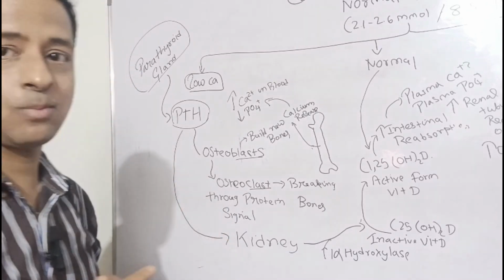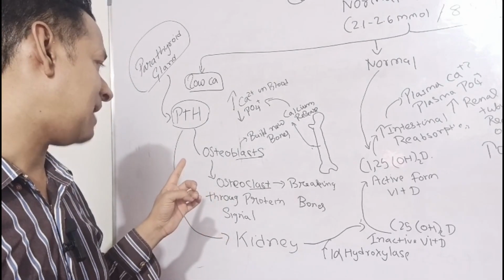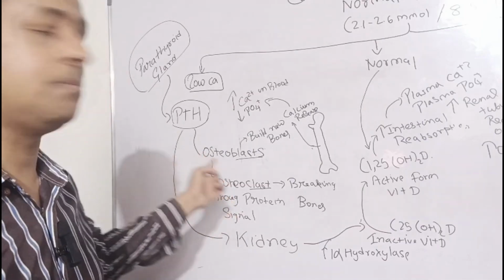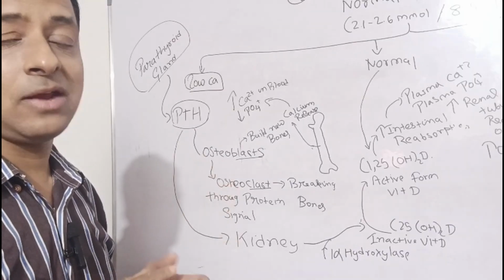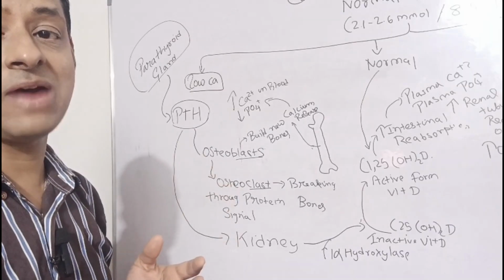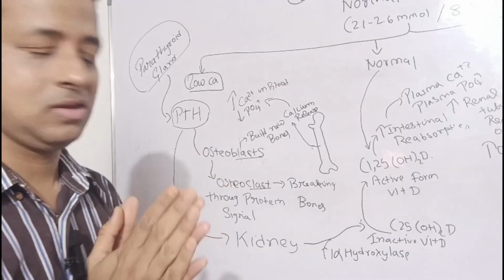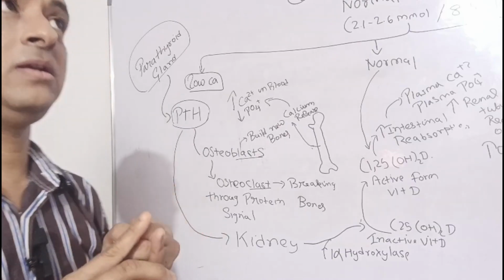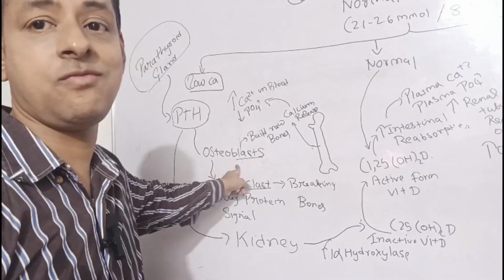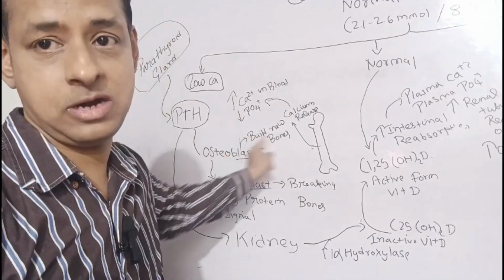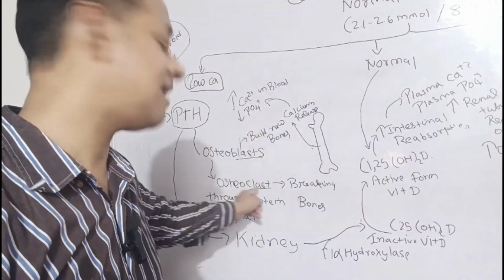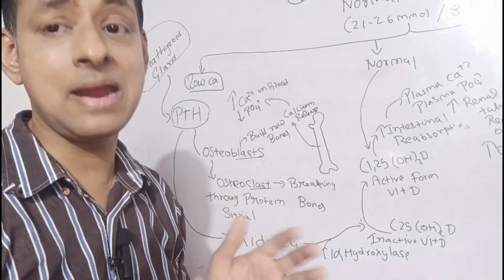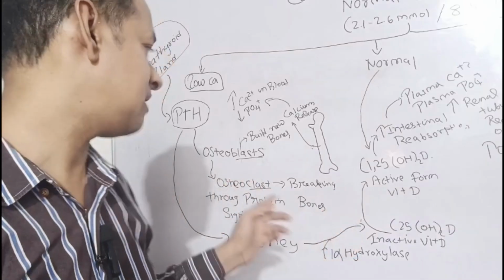Parathyroid hormone activates osteoclasts via osteoblasts. Now I would like to differentiate between osteoclast and osteoblast. In osteoblast, the B is seen here: it builds new bone. Whereas osteoclast is breaking of bone, clastering of bone.